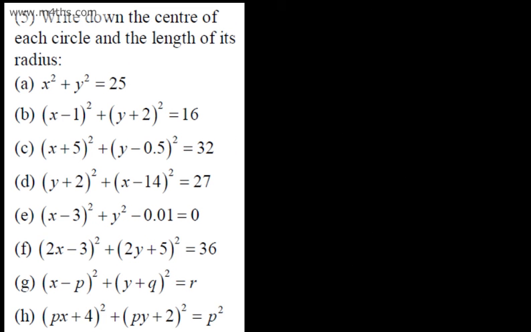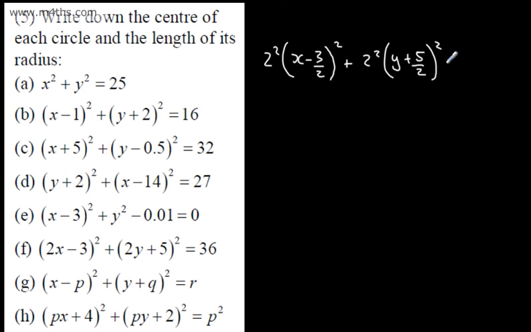Okay, let's move on to this one just here. On all of these, the coefficients of the x squared and y squared terms were both 1. They must be the same if they're a circle. If we had, for example, 2 and 3, it would be an ellipse. All I'm going to do here is take 2 out of each bracket. So 2 squared, then I'll have x minus 3 over 2 all squared, plus 2 squared, then we'll have y plus 5 over 2 all squared, and that will be equal to 36.